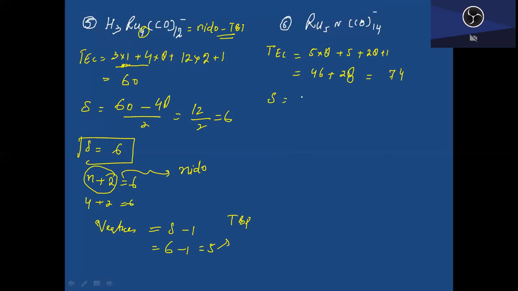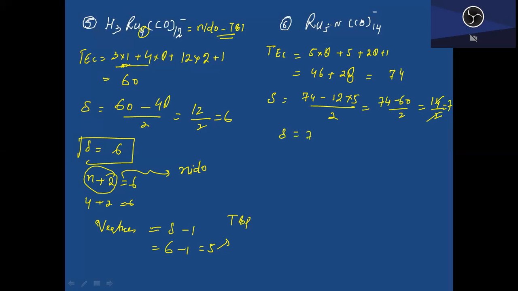Then we determine skeletal electron pairs. That is 74 minus 12 into n, 12 into 5, divided by 2. So this will come out to be 74 minus 60, divided by 2. So this will come out to be 14 divided by 2, which is basically 7. So S comes out to be 7.